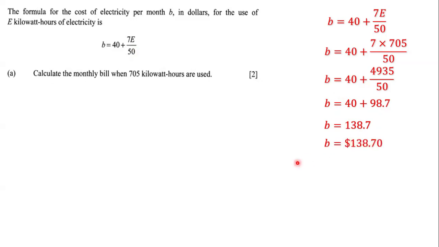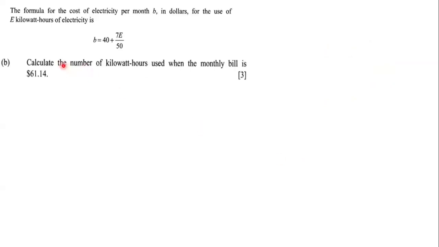Okay, next we have to figure out, they said, calculate the number of kilowatt hours used when the monthly bill is $61.14. So we have this equation. They want us to determine what is E, but they have given us the value of B. And B is $61.14. So we substitute that value in. So we have $61.14, and that's going to be equal to 40 plus 7E all over 50.